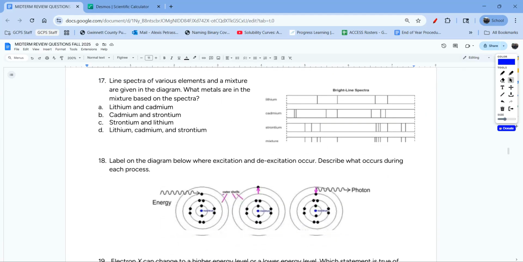17, I know some of us can have an issue with this. So line spectra of various elements in a mixture are given in the diagram. What metals are in the mixture based on the spectra? Your paper might be kind of small, but you can zoom in on Google Classroom. Here's the mixture. I want to line up the lines so those match. That does not match. That matches. So to see what it's made of, I want to find the matching lines. Now there's some left over.